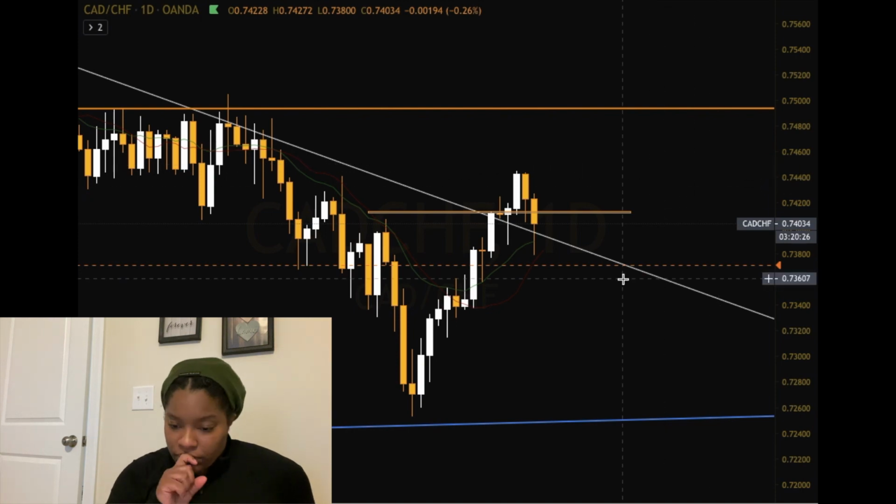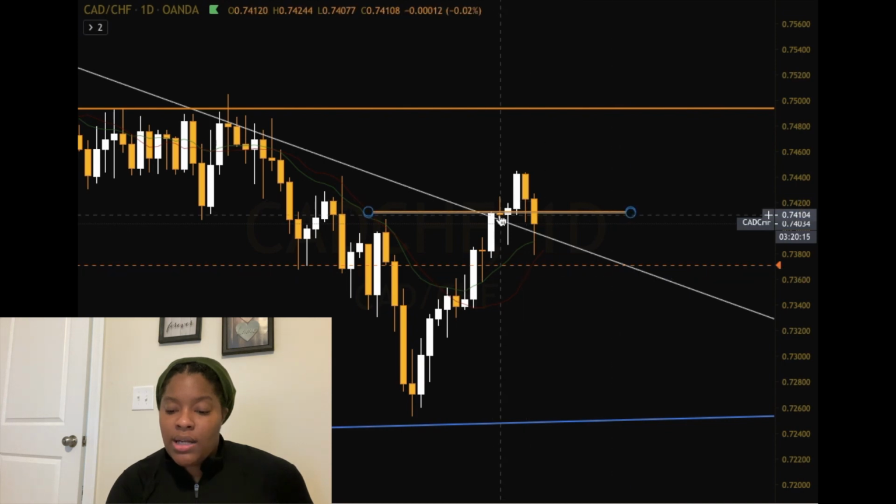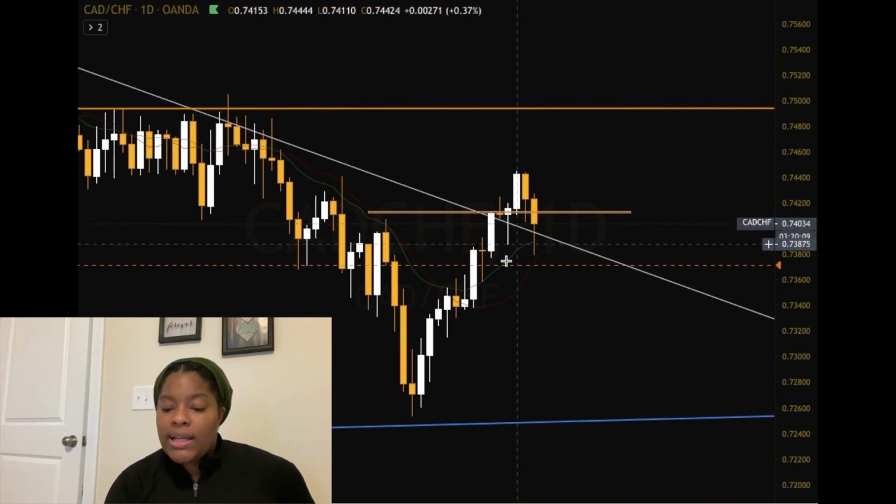Anyway, so this is Cat Swiss on a daily time frame. Once again, just following my system, following my rules. I've entered this trade on the daily time frame. I entered after this candle. The trade was going well, but as you guys can see, I'm in drawdown. This line is an alert.